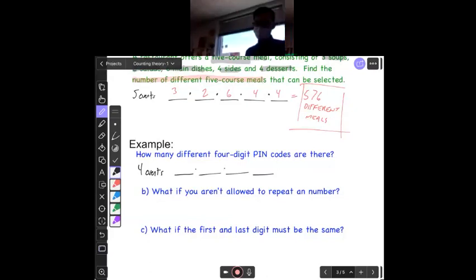How many digits are there? 10 digits. 0 through 9 is 10. So that first time you have 10 choices. The second time you have 10 choices. The third time you have 10 choices. Fourth time you have 10 choices. How many codes are there? What's 10 to the 4th power? And one with 4 zeros after it.